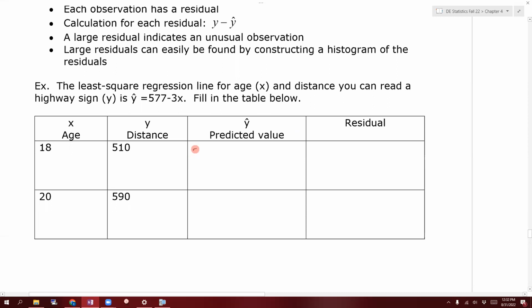So here, you do 577 minus 3 times 18, which is our x, and we end up with 523. I'm going to assume that is feet. It doesn't really tell us. That seems like a reasonable unit. And then we do 510, the observed y minus the predicted y, and we get an answer of negative 13. That means this 18-year-old's eyesight is worse than predicted.